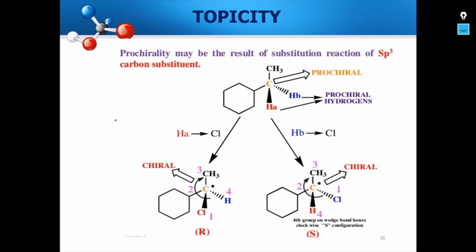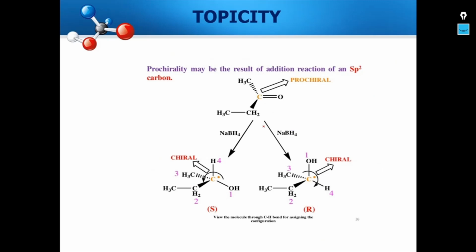Let us try to understand here. Here we have a carbon which is sp3 hybridized, and this particular carbon is said to be prochiral, and these two hydrogens are prochiral hydrogens because if we replace these two hydrogens with some other atom or ligand or group, this particular carbon becomes chiral. And we end up with a pair of enantiomers. Therefore, we call this carbon a prochiral carbon and the hydrogens prochiral hydrogens.